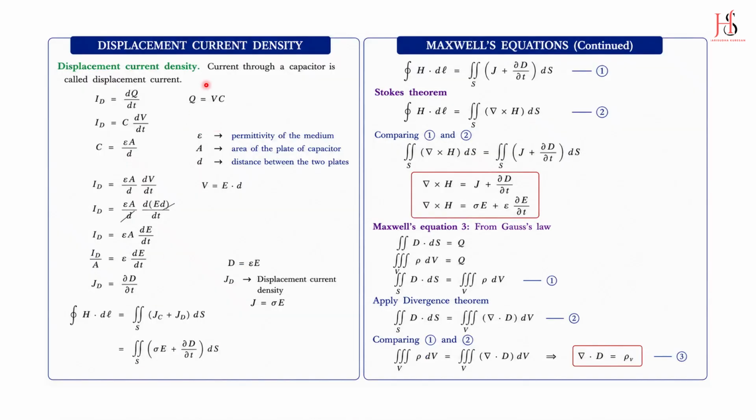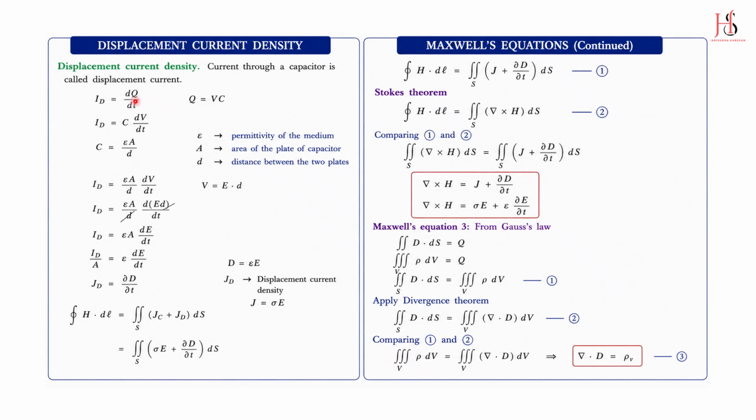So displacement current is nothing but the current which is passed through the capacitor element. So current through a capacitor is called displacement current. The displacement current is represented by the terminology ID. So it is nothing but dq by dt, where q is the charge of the element. The charge Q is expressed as V into C. Therefore ID is equal to C into dV by dt.